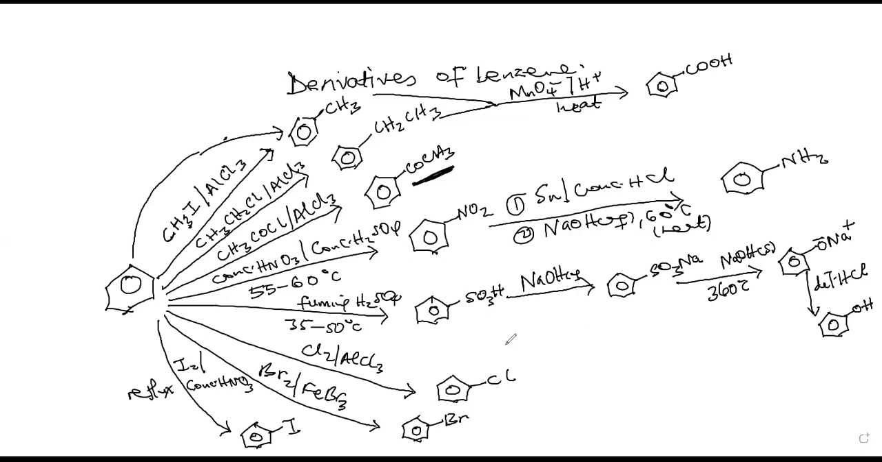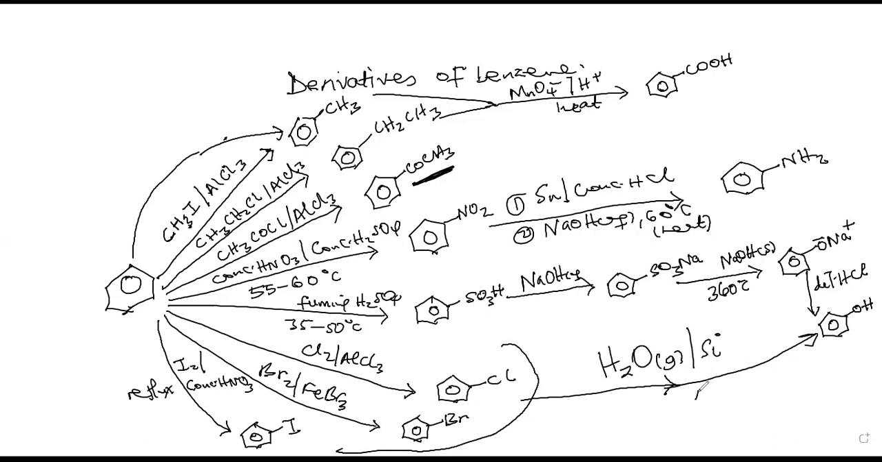Then all these ones, the chlorobenzene, bromobenzene, and iodobenzene, if you treat them with steam in silicon at 450 degrees Celsius, you can find yourself there with them. So this is a summary of some of the few derivatives of benzene that maybe we can talk about for now. So now we are going to see how we can name some of them.